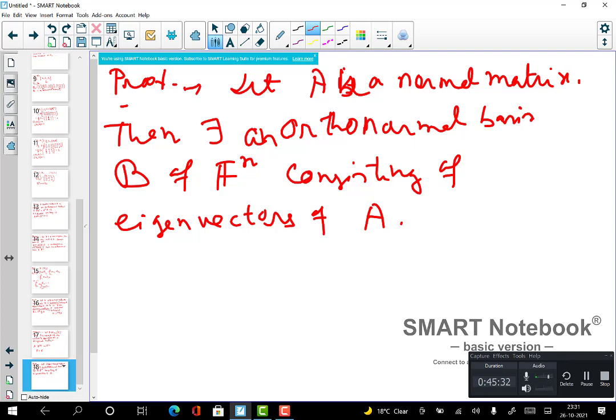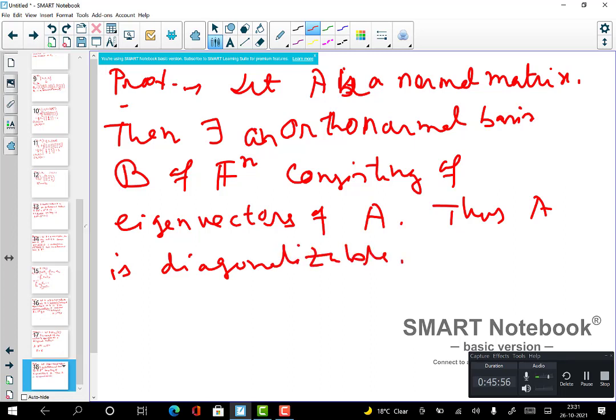Now once we have a basis which consists of eigenvectors of A, that means the map must be diagonalizable, right? So thus A is diagonalizable. This is obvious. So what does that mean? That means you can find a matrix Q whose columns are the vectors of B, right?